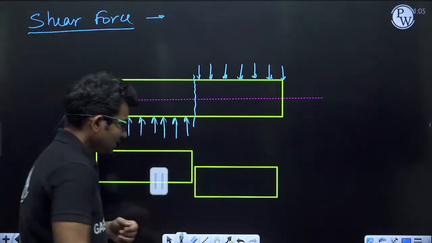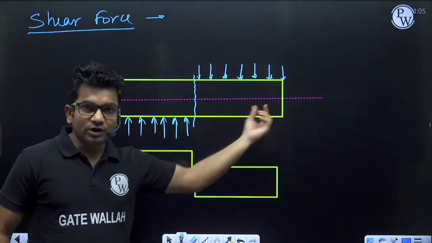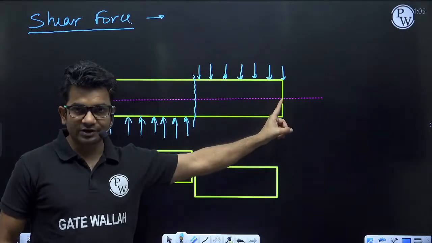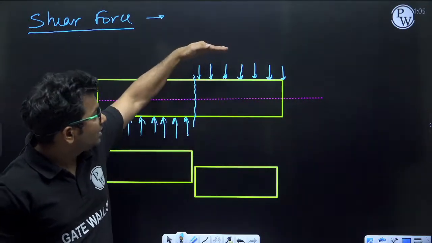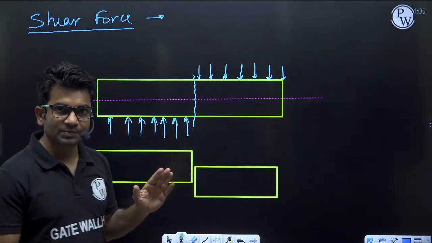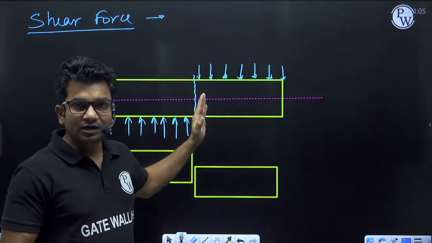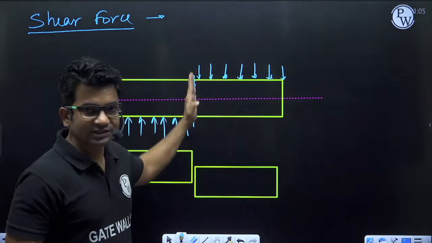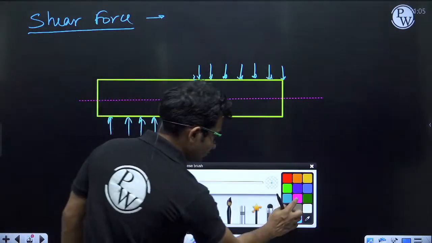Okay, so for this type of failure, axial force is not responsible. For this type of failure, transverse forces are responsible. Now, how do we calculate how much shear force is acting at this section?